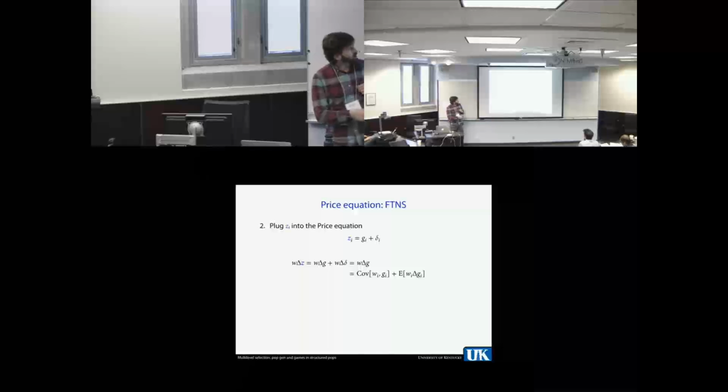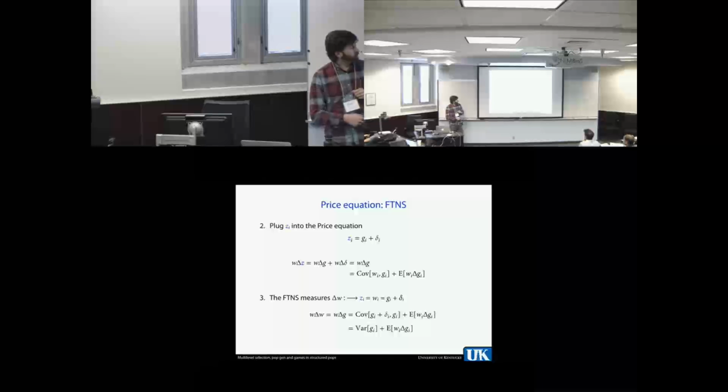And so since this thing has mean 0, then we can get rid of this. So all the change in the phenotype is going to be a change in its breeding value, the additive effects of genes on phenotype G. So then that's really just this Price equation in terms of these G's instead of the Z's.